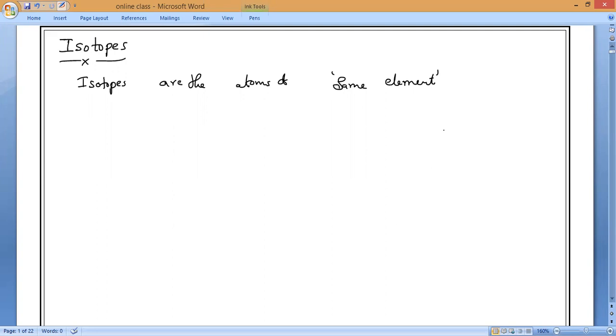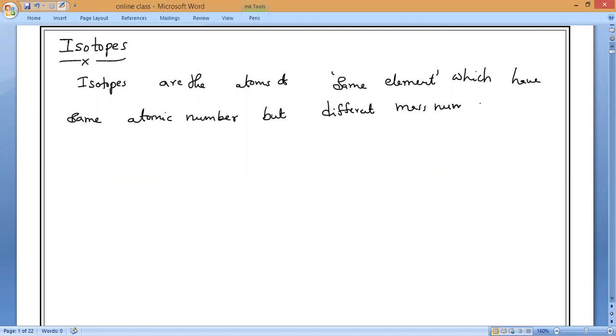Atoms of the same element have the same atomic number but different mass number. Now I am saying something always remains constant. What always remains constant? Atomic number. Is it yes or no?